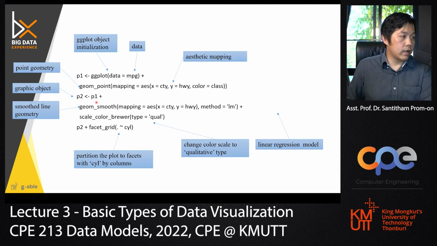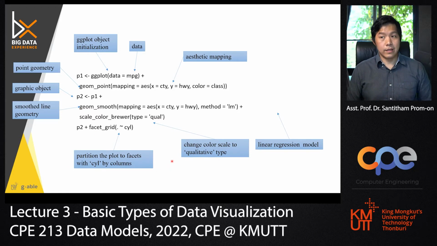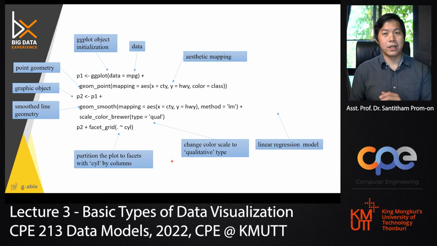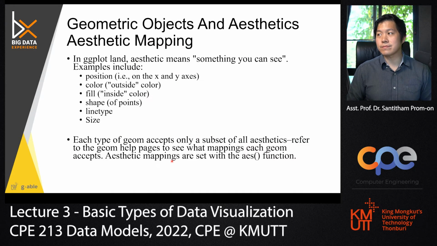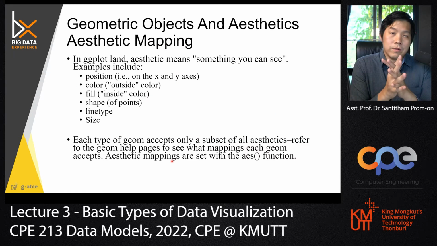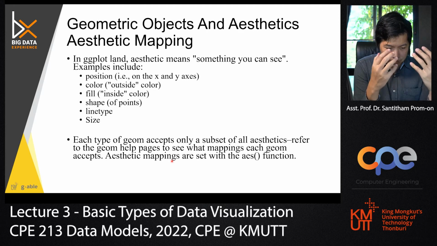And for p1, add the smooth line geometry here, and the color scale, change it to qualitative type. And lastly, partition the plot with cyl. Okay. Is it easy to use? You can see that just by specifying different objects independently, you can create a plot that reflects the values of the graph. Right. So now we see that you need to specify data.